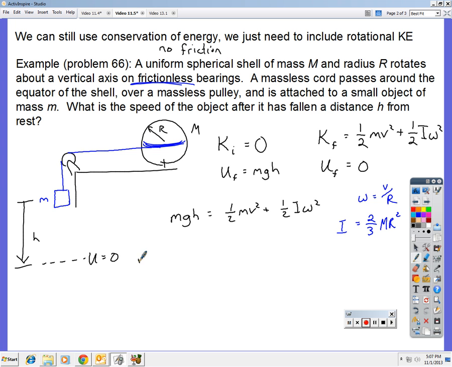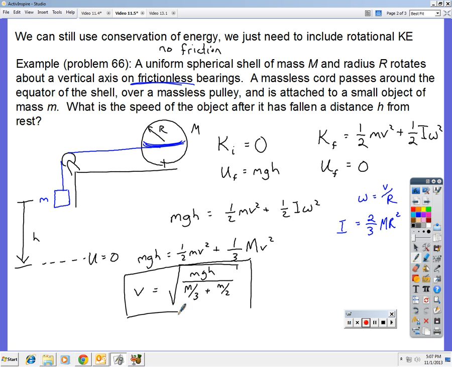And so we'll end up with mgh equals 1/2 mv squared, and with a little bit of algebra, we get plus 1/3 big M v squared. A bit more algebra gives us v equals the square root of mgh divided by 1/3 M plus 1/2 little m. You should work through all the steps, make sure you get the algebra. And there we go. That was easier than using Newton's second law, wasn't it?